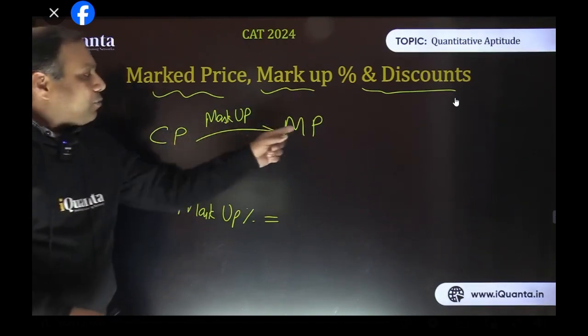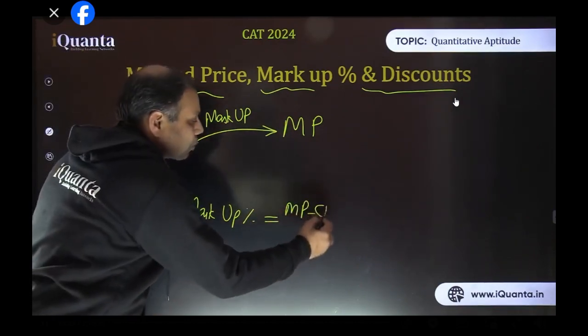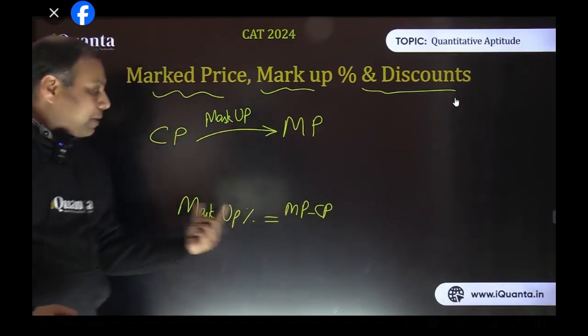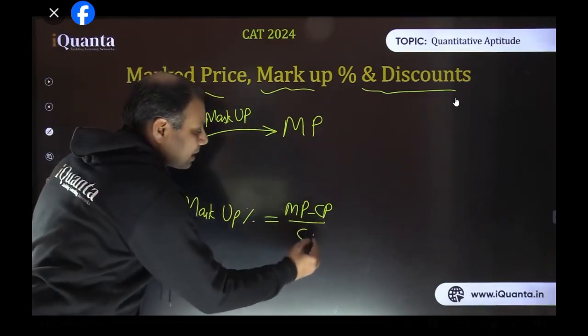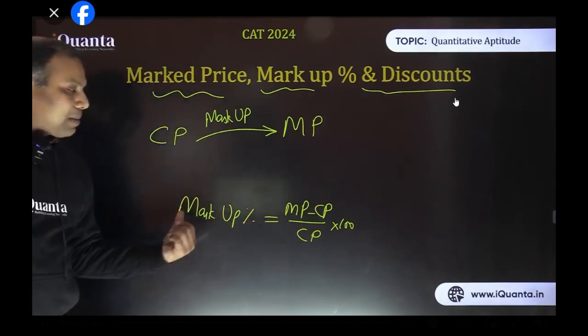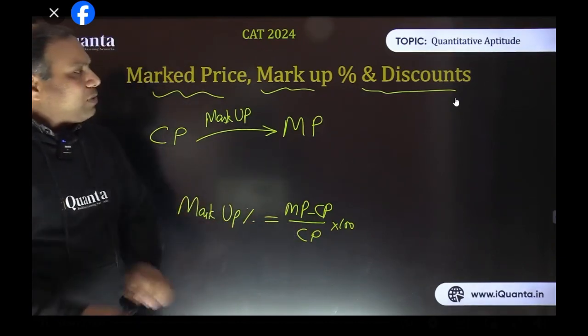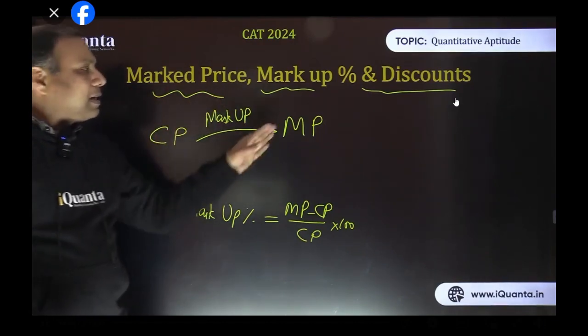So markup is the difference between MP and CP, mark price and cost price. This difference, mark price minus cost price, is the amount of markup. And how much percent markup is there? That needs to be compared with the CP, the cost price. So this divided by CP into 100 gives us the markup percent. Fine, that is the basic result if we need to calculate markup percent. But as we have said many times, we should not be dependent on the formula. We should understand that a certain percent of cost price is being increased to get the mark price.